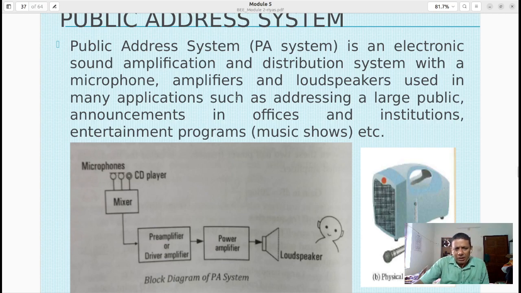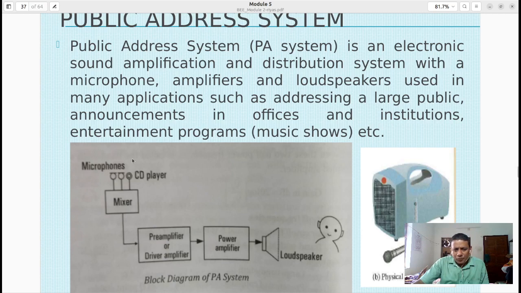So a microphone is required. Microphone means for converting sound signal into electrical signal. So this is a transducer. Transducer means converting one form of energy into another form, that is sound energy into electrical signal.